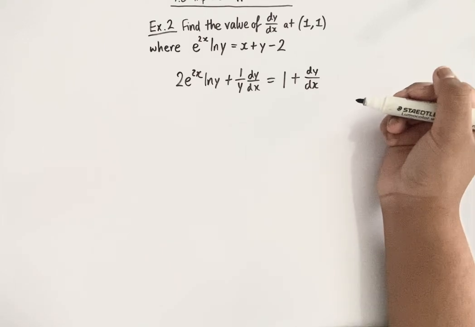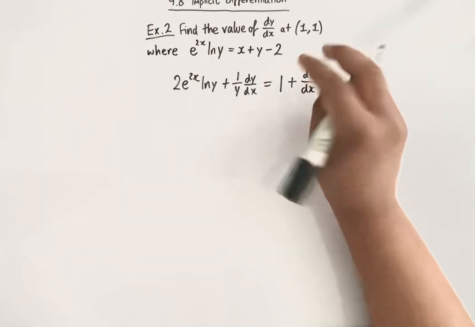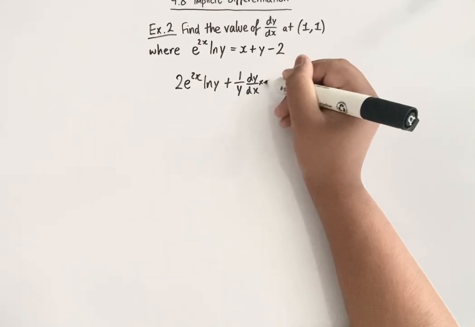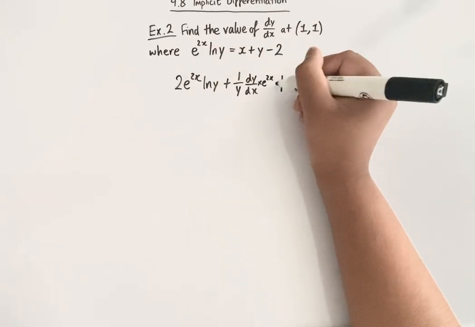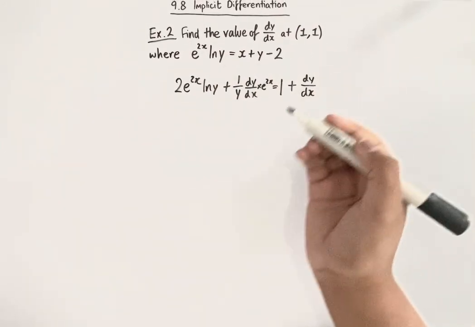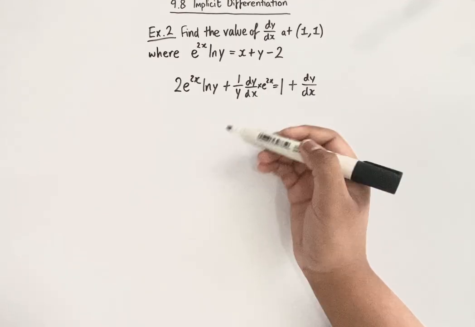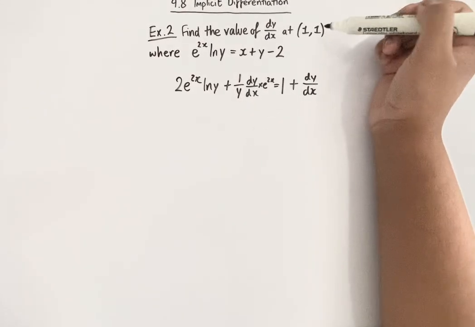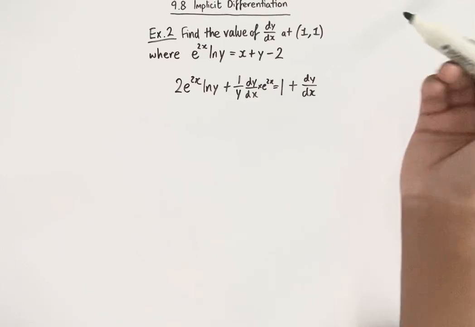Now, this should be multiplied by e to the 2x. You leave the first term. This is equal to 1 plus dy over dx. Now, you can either rearrange for dy over dx, or you can sub in the point 1, 1 right now. I'm going to do that.